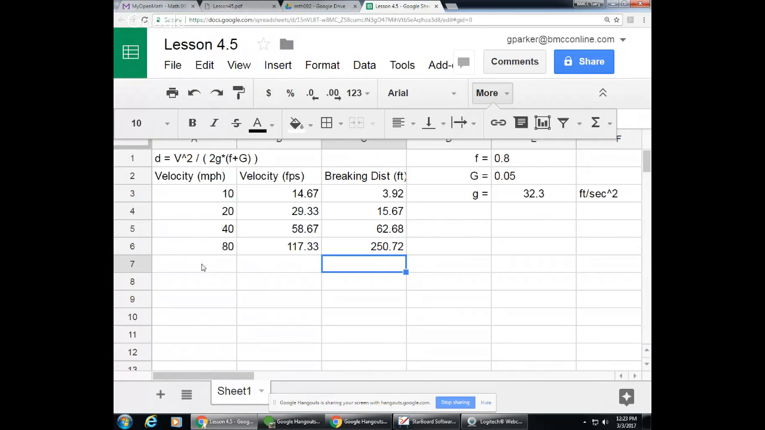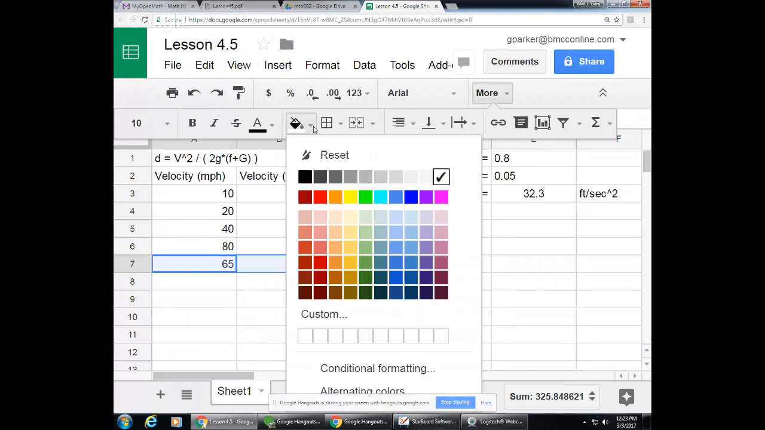We can also add extra information. For example, if somebody says, what if you're doing 65 miles per hour on the highway, then I can fill down the formula. 65 miles per hour is about 95 feet per second, and the braking distance with good tires on a good road on a slight slope is about 165 feet. There are some other things we could mess around with. Let's focus on that 65 for a minute.